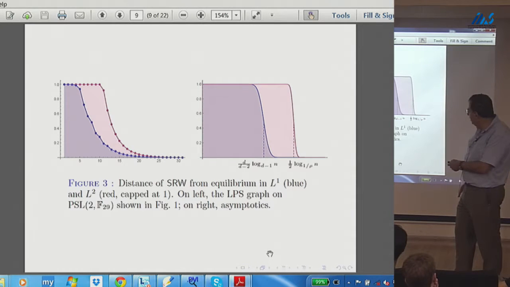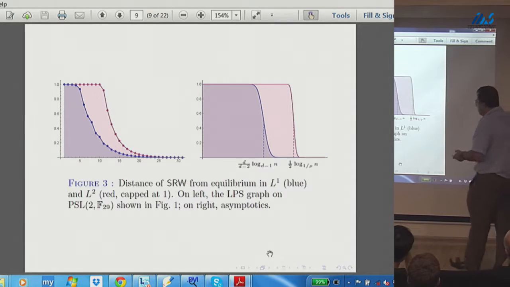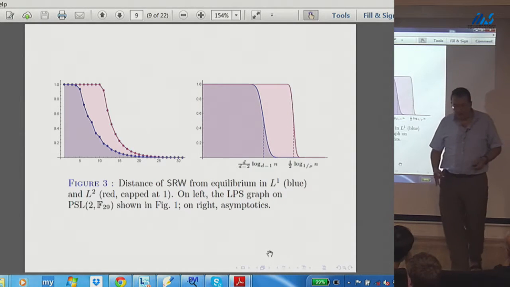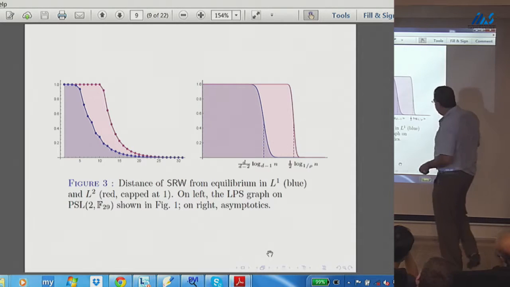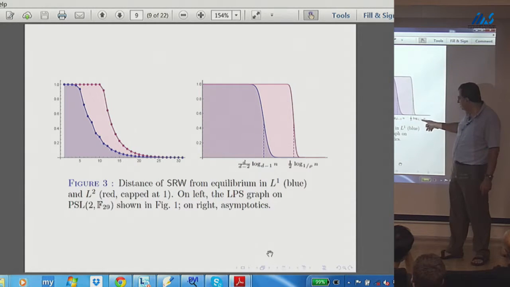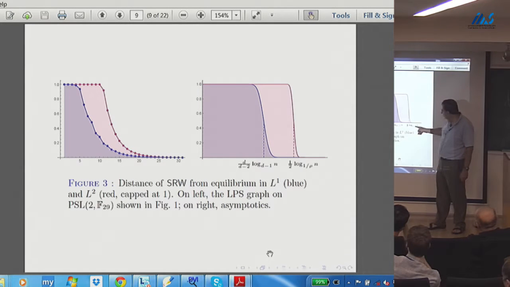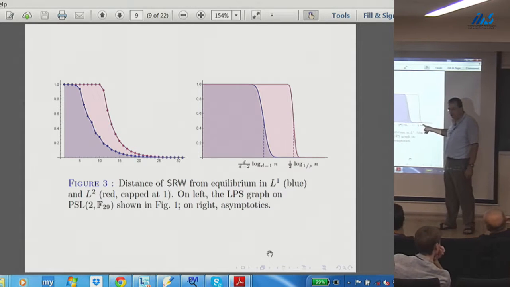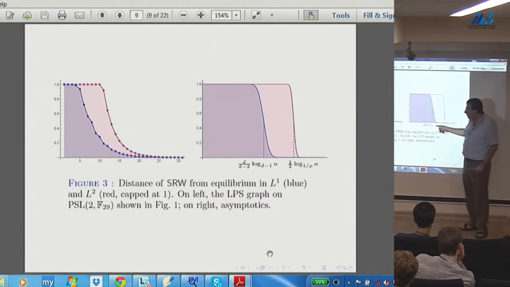So here is a graph calculated empirically of the distance of simple random walk from equilibrium. On the left, we take this LPS graph with 12,000 vertices and calculate the L1 and L2 distances, and we see that the L1 goes down well before the L2 goes down. And this is also captured in the asymptotics. We now know for any Ramanujan graph the profile of how the distance decays in L1 and in L2. In both of them there is cutoff at some multiples of log n. Rho is here 2 root d-1 over d, the normalized spectral radius of the tree. Anyway, the point is that these are different constant multiples of log n, and so the L2 distance goes down strictly later than the L1 distance.